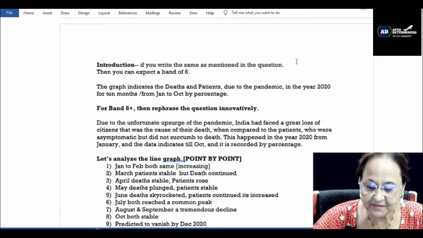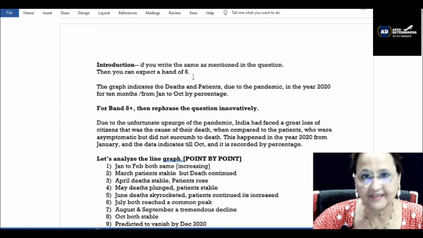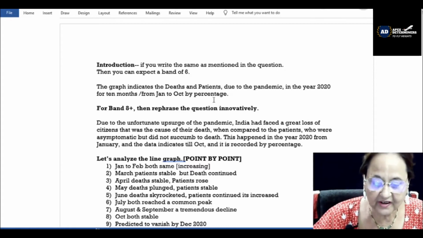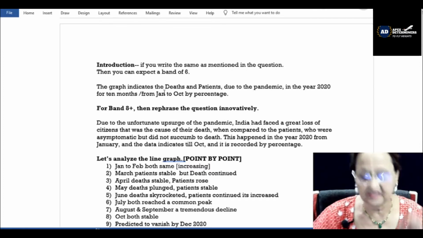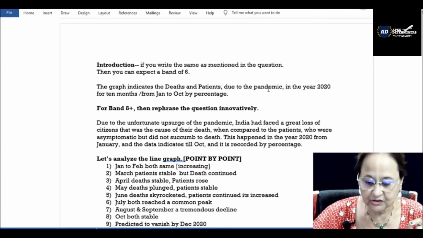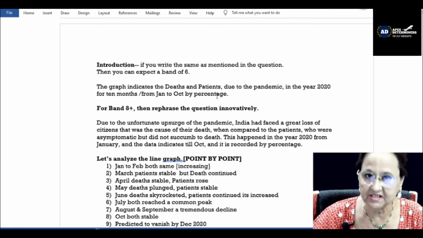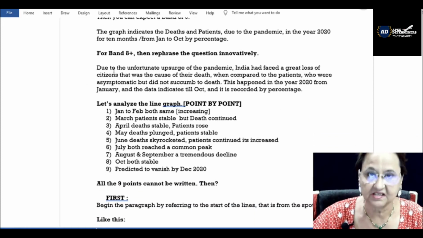Right. Now, introduction. If you write the same as mentioned in the question, then you can expect only a 6 band. Exactly what is mentioned in the question, then you're getting just a 6 band. But if you are innovative, like this, the simple term is the graph indicates the deaths and patients, comma, don't forget your punctuations please, due to the pandemic, comma, in the year 2020 for 10 months from Jan to October by percentage.